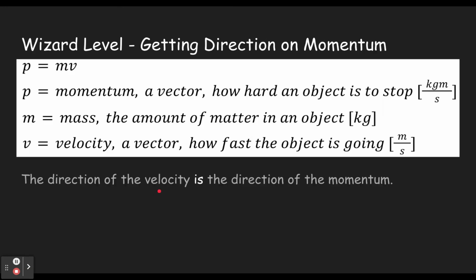All right, and moving on to the wizard level. In the wizard level, getting direction on momentum. Basically, just remember that momentum is a vector and velocity is a vector. So velocity is the vector over here, and that direction determines the direction of the momentum. The direction of the velocity is the direction of the momentum. So if it says the car is going north, then the momentum's north. If it says the bowling ball is rolling to the right, then the direction of the momentum is to the right. Whatever direction it's moving, that's the direction of the momentum.